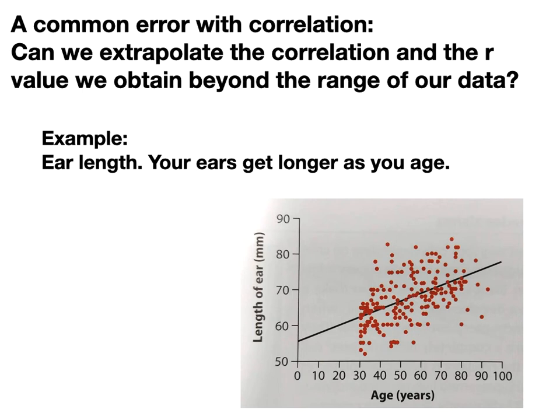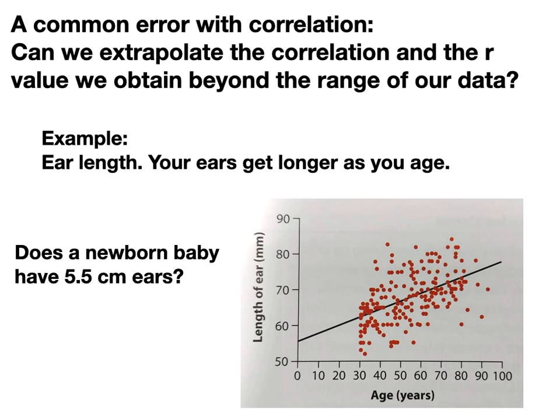But does that mean we can run a correlation analysis here and get a statistically significant correlation? But does that mean that a newborn baby has ears that are 5 centimeters long? That's like the better part of a newborn baby's head. Can we extend that linear relationship to ages that aren't represented in the sample?